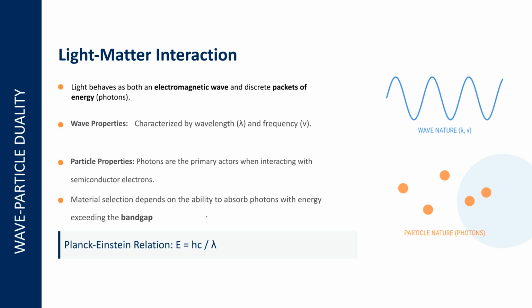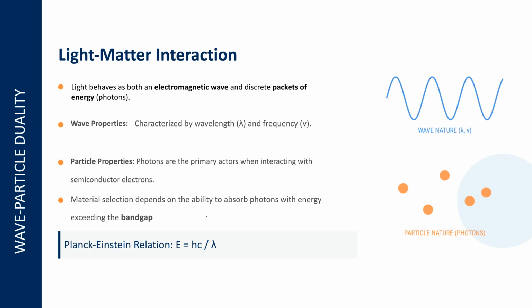The energy of a single photon is defined by the foundational Planck-Einstein relation, E equals h nu. That is, energy equals Planck's constant multiplied by frequency. It can also be written as energy equals hc divided by lambda, where h is Planck's constant, c is the speed of light, and lambda is the wavelength of the radiation. In semiconductor physics, measuring energy in joules is cumbersome, so we use electron volts, eV. 1 electron volt is the energy gained by an electron accelerating through a potential difference of 1 volt.